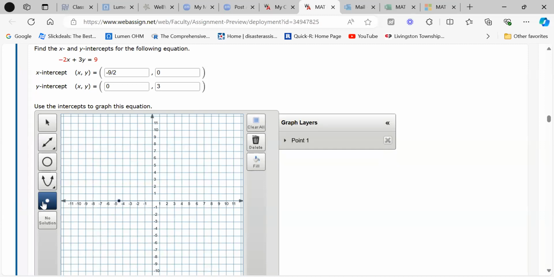And we're going to get another point, (0, 3), that's located on the y-axis, so it's here. Once you have those two points, click on this and connect them, right? Yep, so you get a line. There you go. Any question about this?